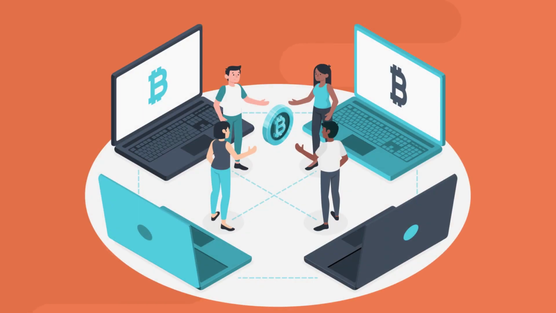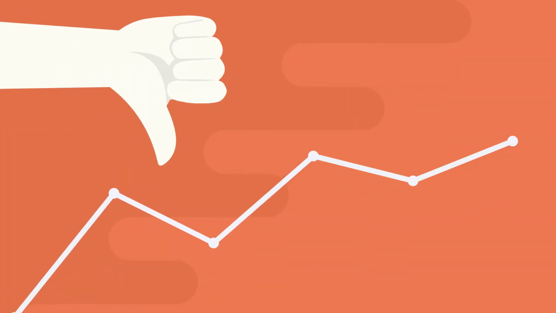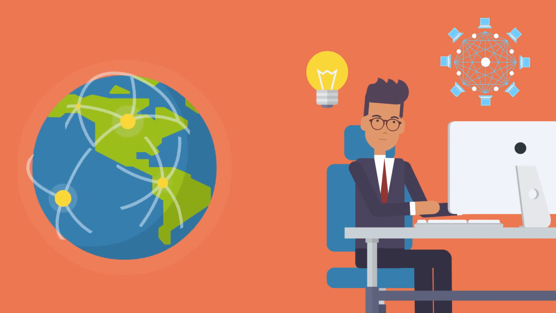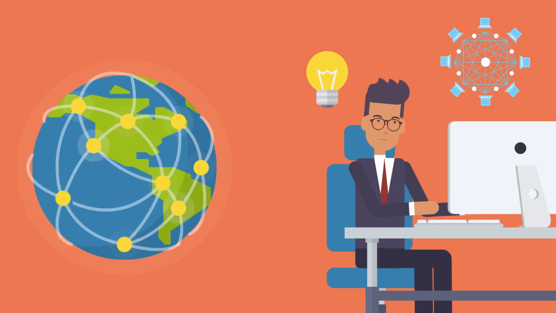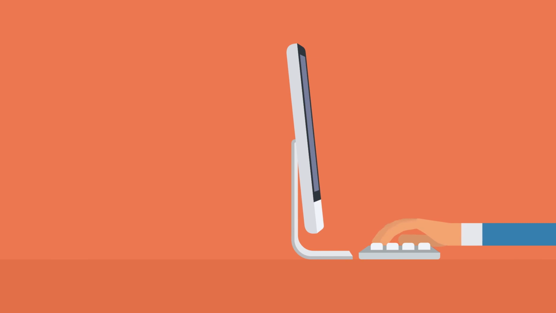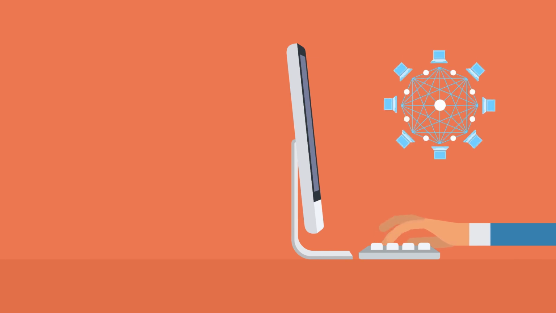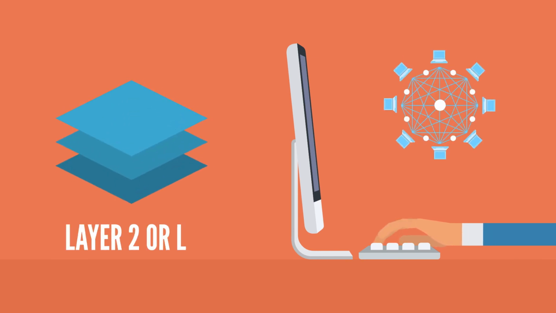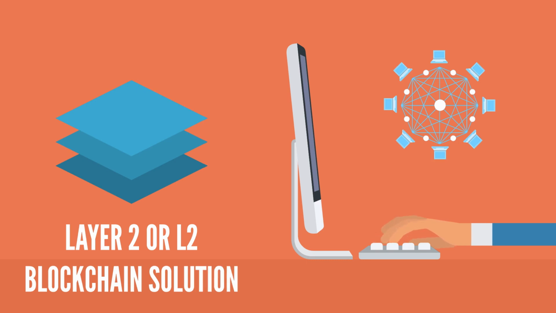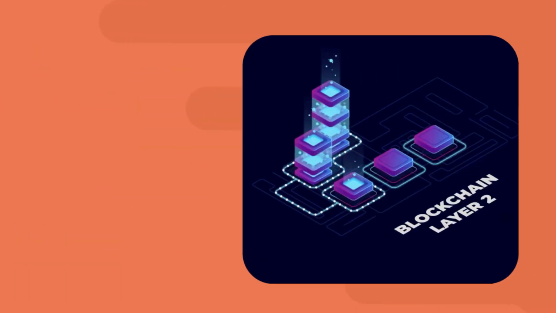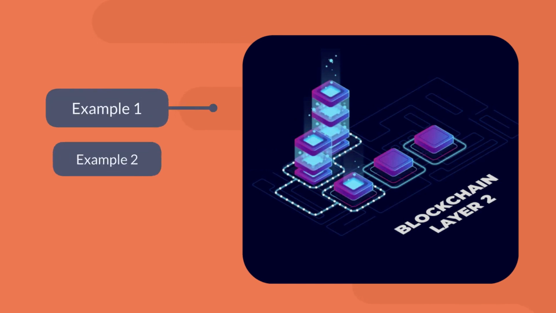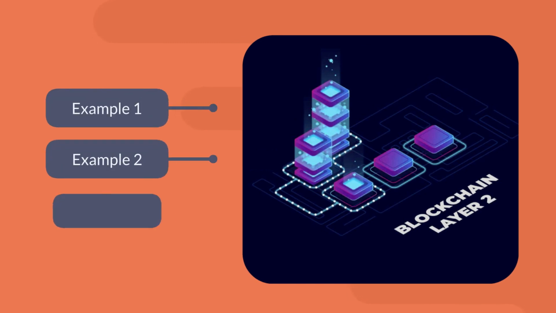Since inception, poor scalability has plagued blockchain technology, forcing developers to continuously look for new techniques to scale their network as the crypto community continues to expand across the globe. One creative means developers have devised to improve their network's scalability is the Layer 2 or L2 blockchain solution. In this video, we will look at what L2 solutions are, their examples, as well as their importance.